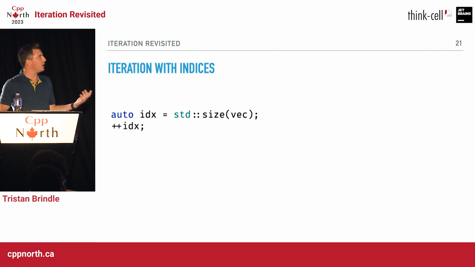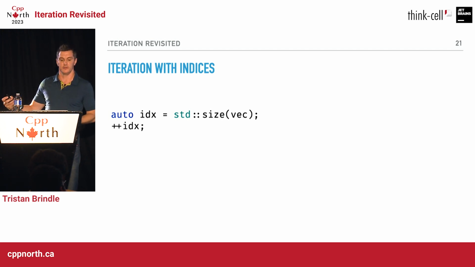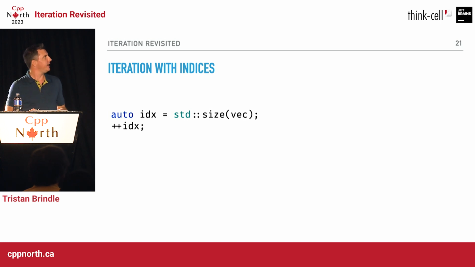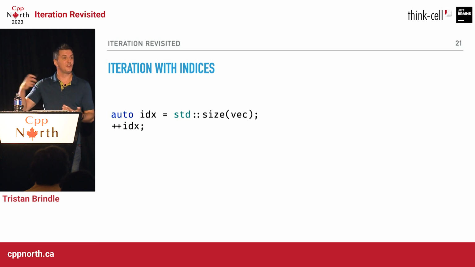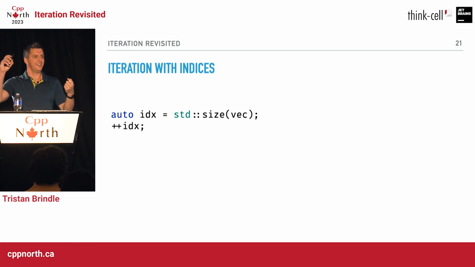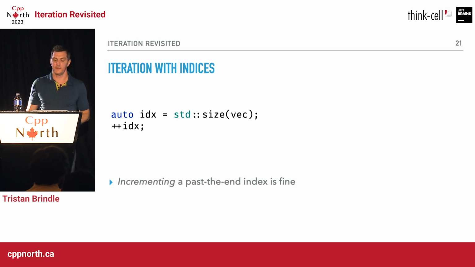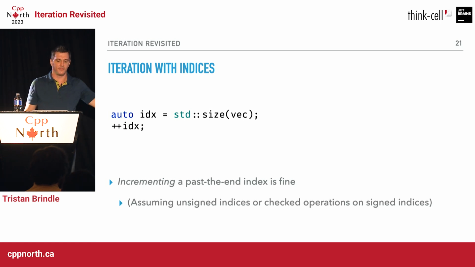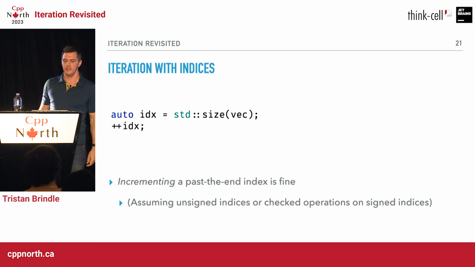And what if instead of doing our read operation, we call our advance operation? Well, index is just a size t. So we're just calling operator plus plus on a size t, which is well-defined, since size t is unsigned. If somehow you have a vector that is size t in size, I'm not quite sure how you managed it, but even if you do, this is not undefined behavior. Incrementing a past-the-end index is fine, assuming we have unsigned indices, or if we use signed indices, we have some sort of checked operation, but we can do that.